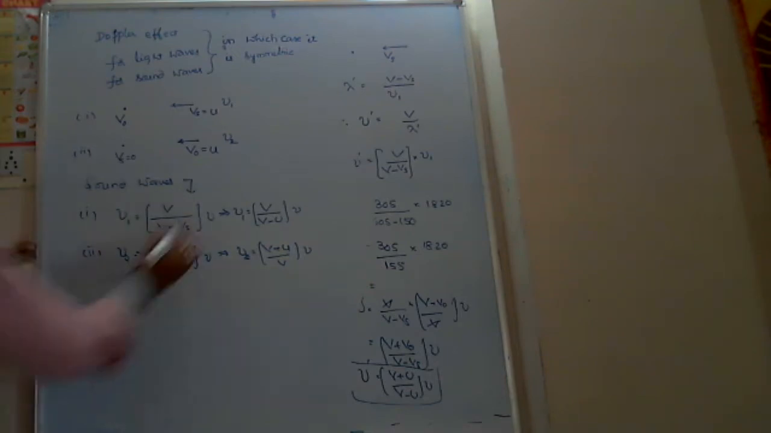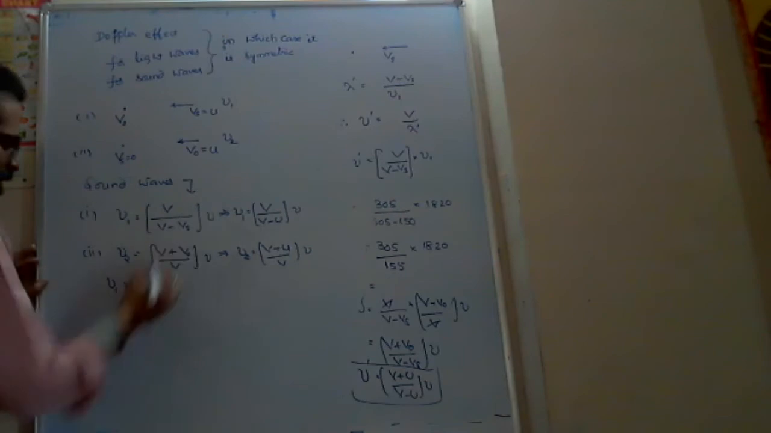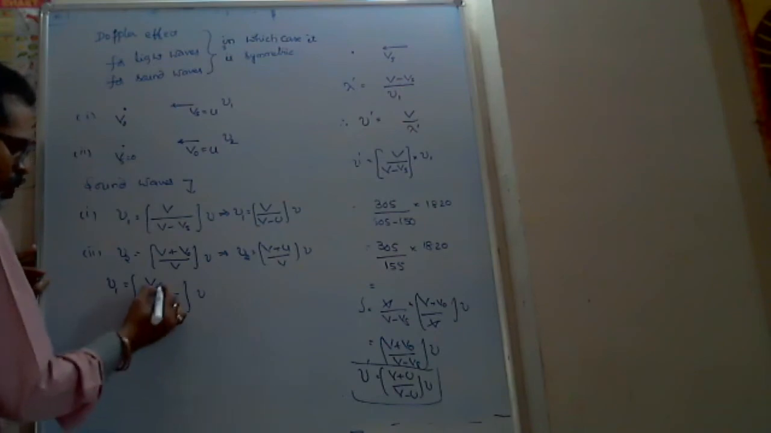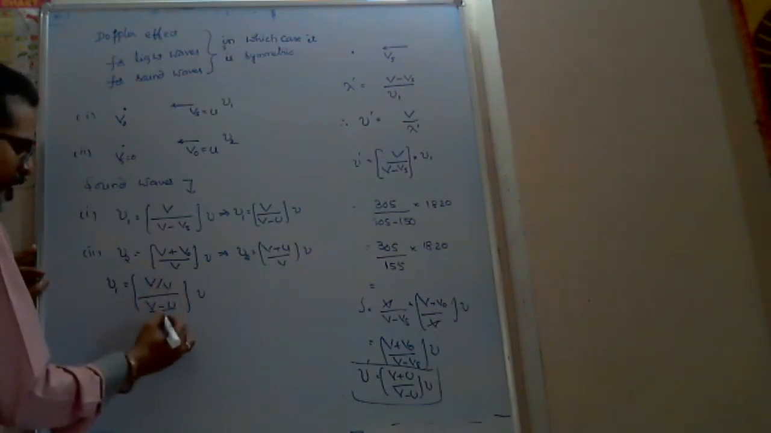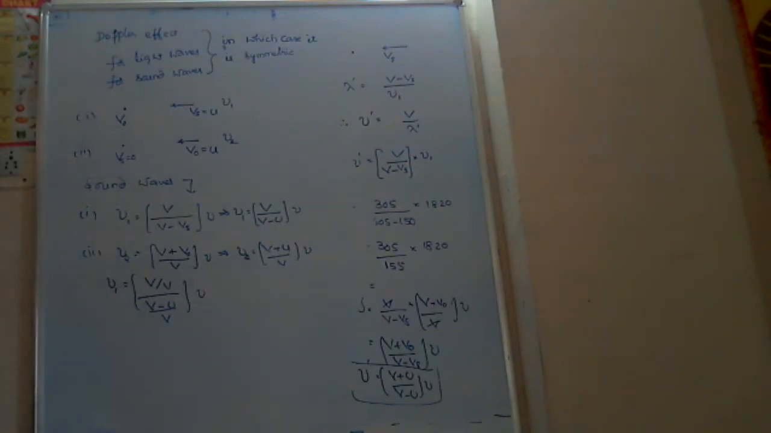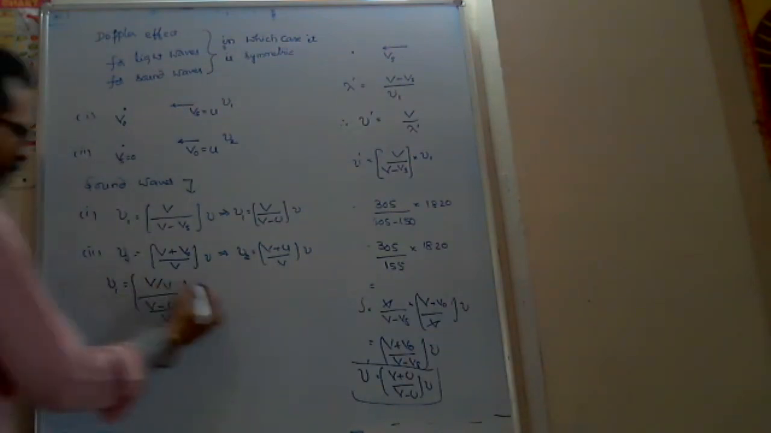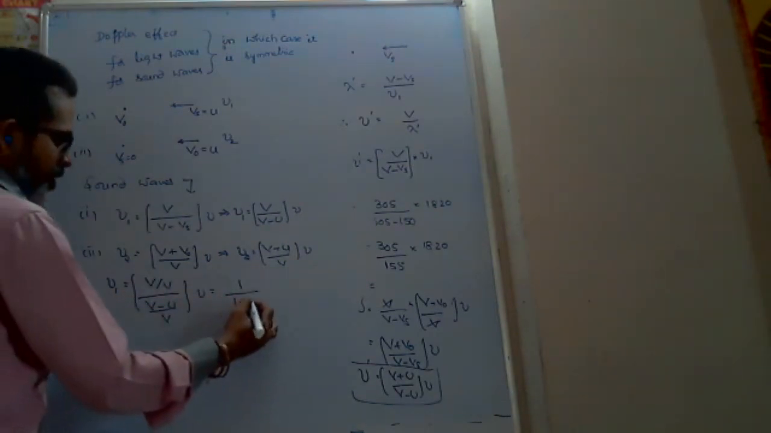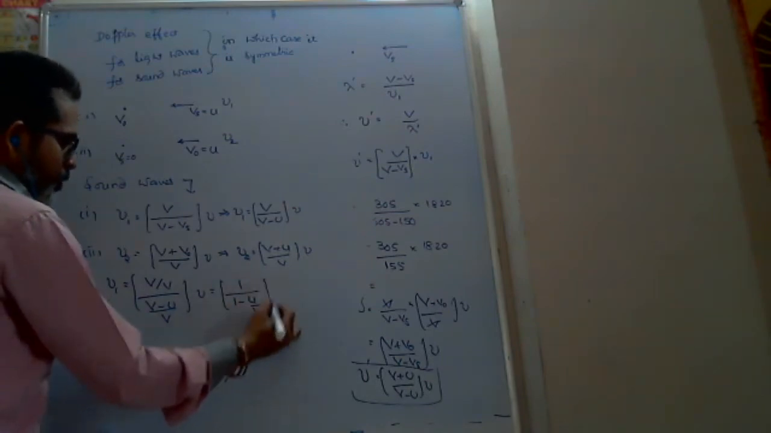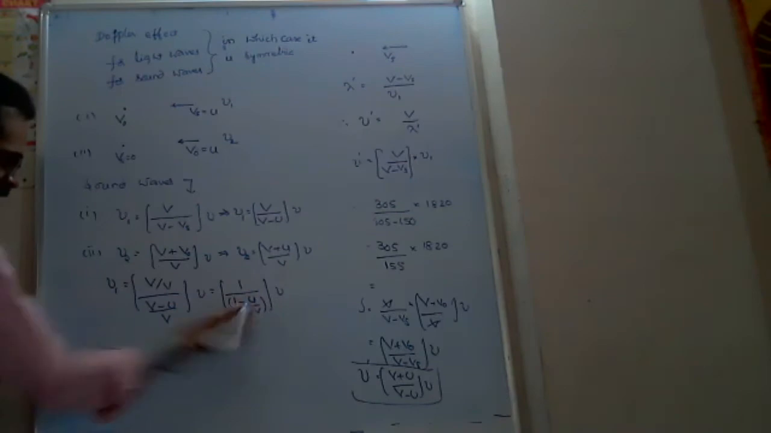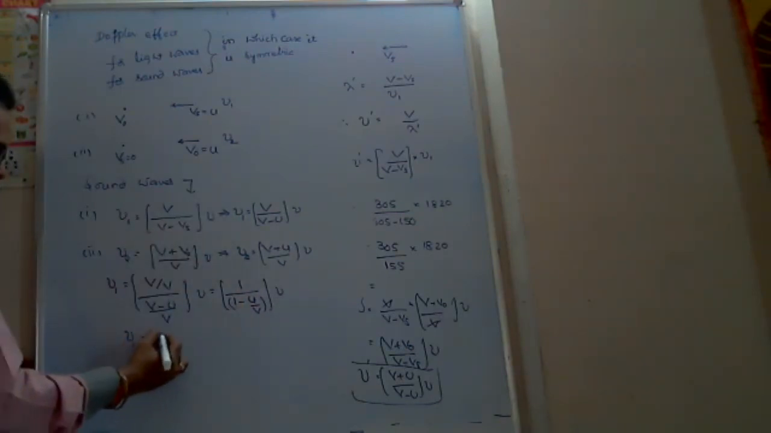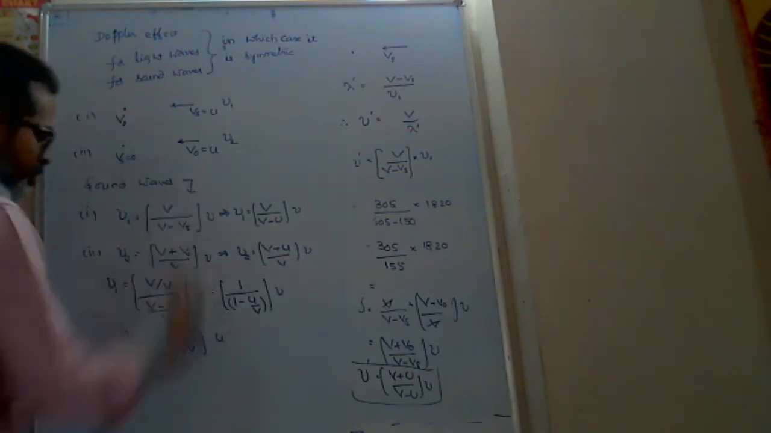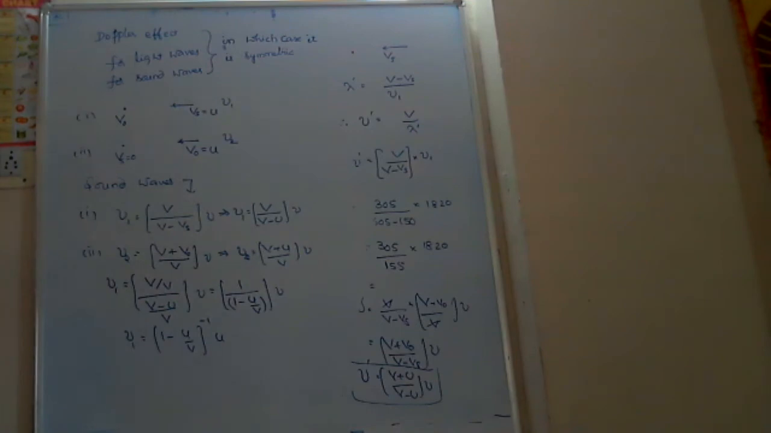But you can do some calculation now. Nu1 is V by (V minus U) into nu. Divide both numerator and denominator by V. Then the numerator becomes 1, and the denominator becomes 1 minus U by V, into nu. Taking the denominator to the numerator, nu1 equals (1 minus U by V) whole power minus 1, into nu.